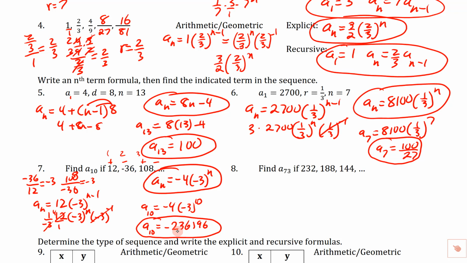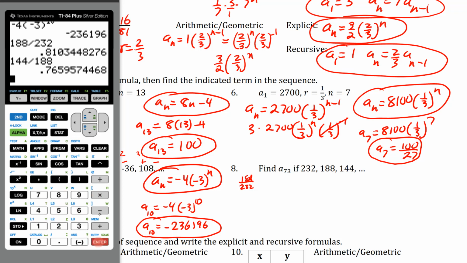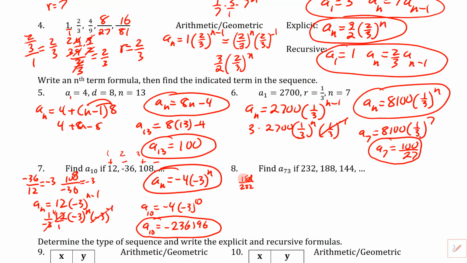Okay, let's take a look at this one right here. Some big numbers on this one. 232, then 188. If we thought this might be geometric, we'd take 188 and divide by 232. So let me grab the calculator. We get that decimal, and then we try 144 divided by 188. We don't get the same thing, so there's no way that this is geometric. We don't have a common ratio here.